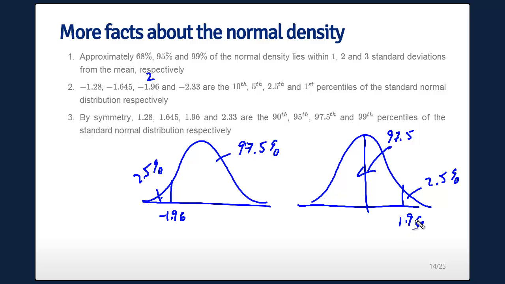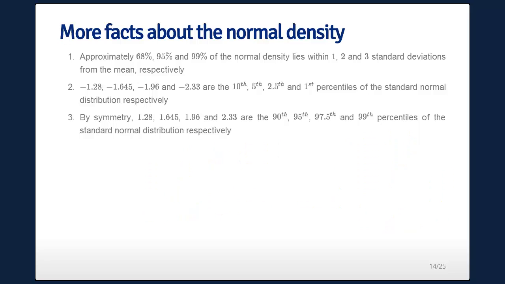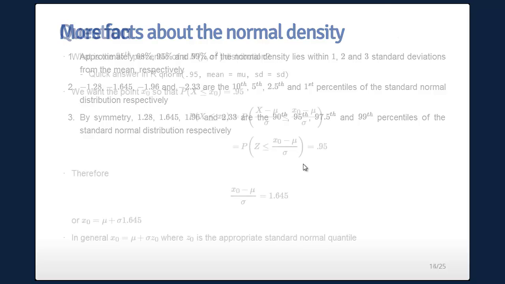And then for the non-standard normal, this point is 1.96 standard deviations above the mean. So this is mu, and this is the point mu plus 1.96 sigma, and this is the point mu minus 1.96 sigma. Okay, so remember these benchmarks because they're useful for creating confidence intervals.